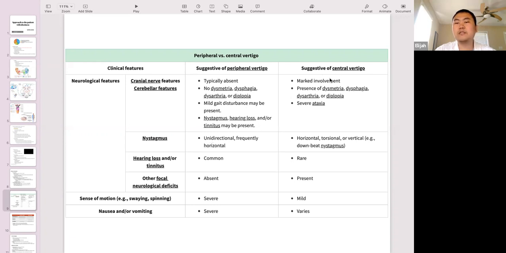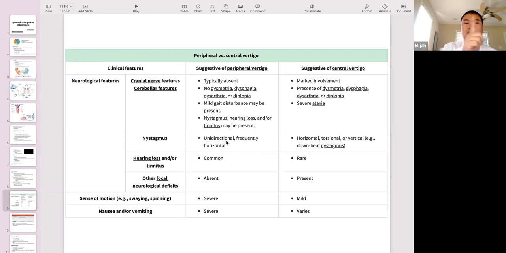In central vertigo, as we can see, there are many positive brainstem signs and very severe ataxia. And nystagmus, I will talk about later, is unidirectional and frequently horizontal in peripheral vertigo, and in central vertigo it is horizontal, torsional, or vertical. So what is unidirectional? Unidirectional means it's only one direction. So the nystagmus is one direction.